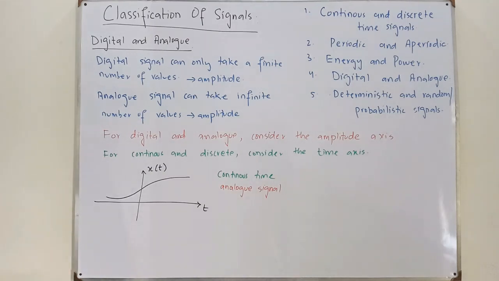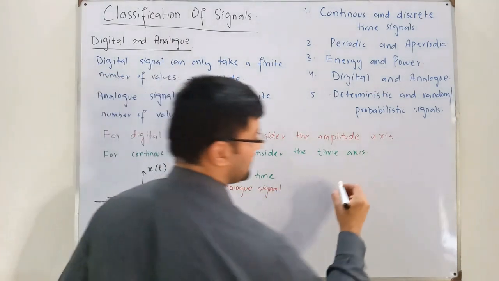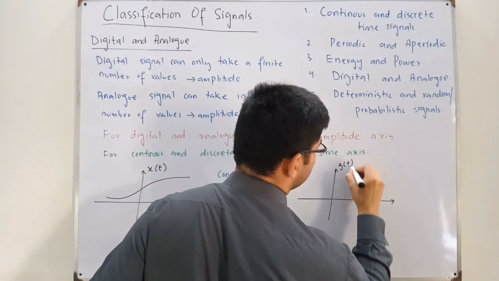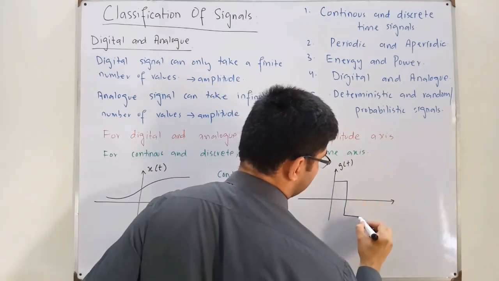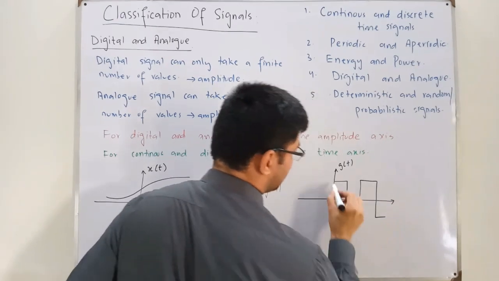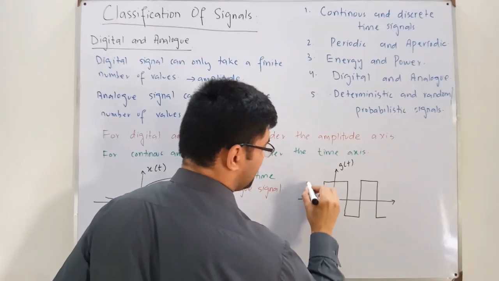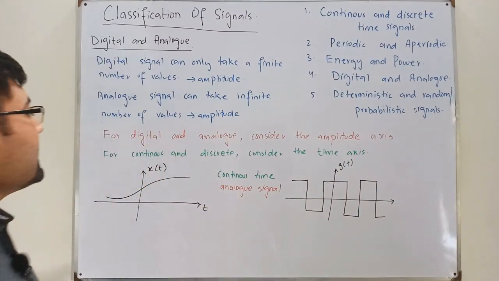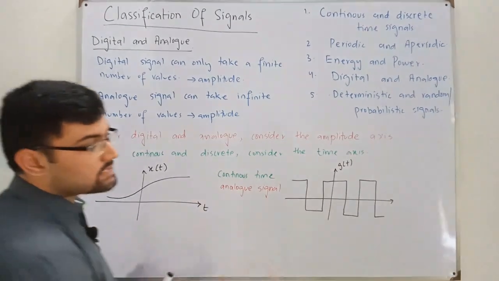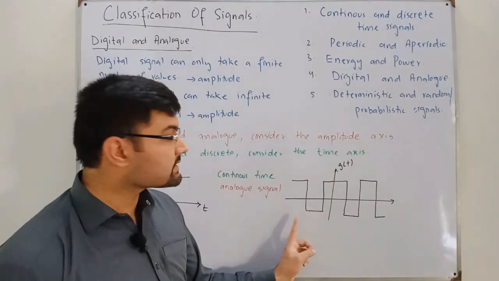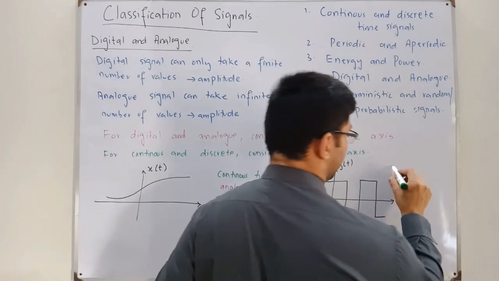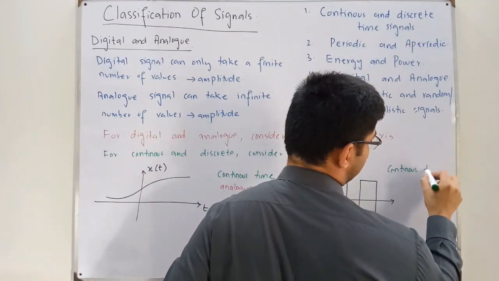I will also give you more examples on this. Let's say I have it like this, a function g of t. Well, this is not the clock pulse because this has negative values as well. But this is a signal g of t. So have a look at the time axis. The time axis is continuous. For each and every value of time, it has a particular value. So this is a continuous time.